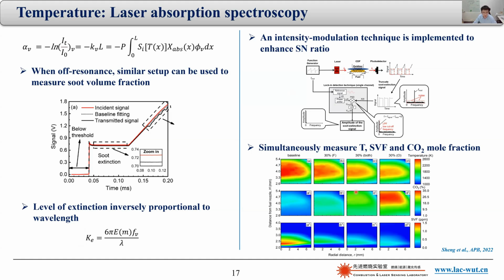And with these techniques, we are successful in measuring the temperature, soot volume fraction, and CO2 mole fractions in one laser scan. So this is some data we measured for the 2D distributions for the flames, and these things are measured simultaneously: temperature, CO2, and the soot volume fractions. And if you're interested, you can go check our recent publication. This work was published in Applied Physics B in 2022.